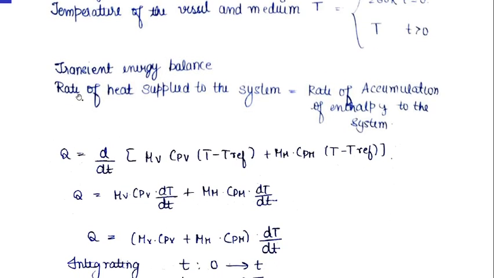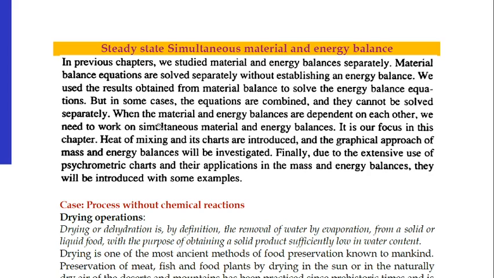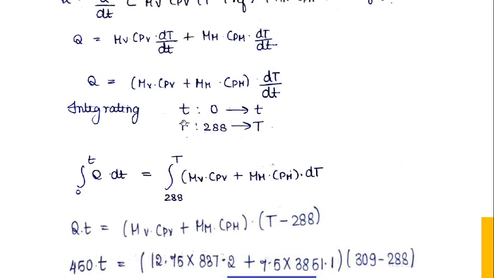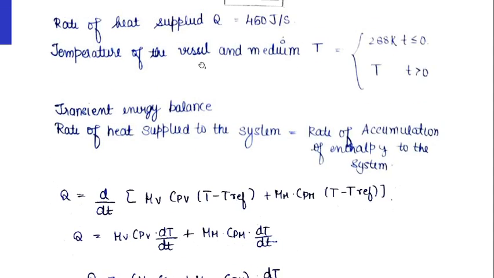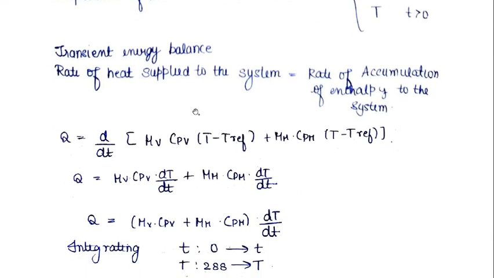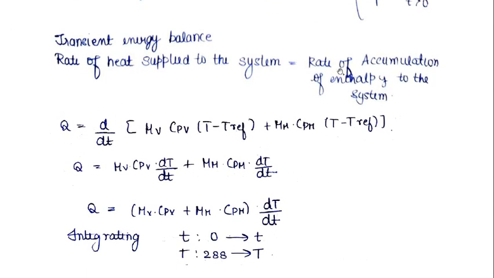Over the time, we will not do the mass balance in this case. The rate of heat supplied to the system will be equal to the rate of accumulation of enthalpy in the system. There is no inflow or outflow in this case, so you don't have the enthalpy that is coming in.